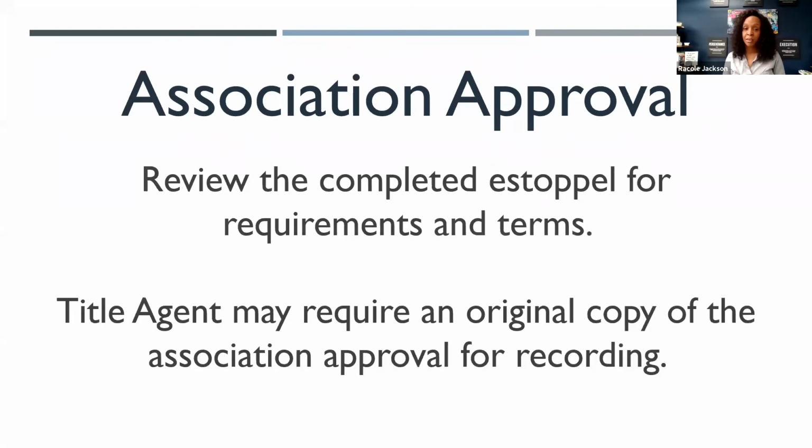And so you want to make sure that that application is made immediately, because sometimes it can take longer than anticipated. You want to ensure once you get the estoppel back from the title agent that you review it to make sure that you know the requirements of the association. There may be an interview required. You don't want to get down to closing and say, oof, the buyer didn't schedule their association approval interview. So make sure you follow up with that.